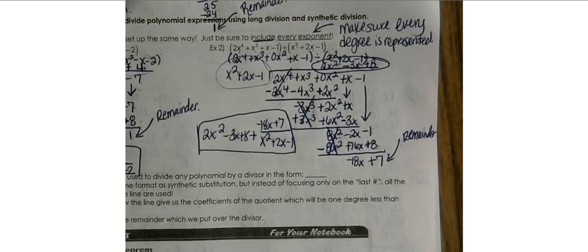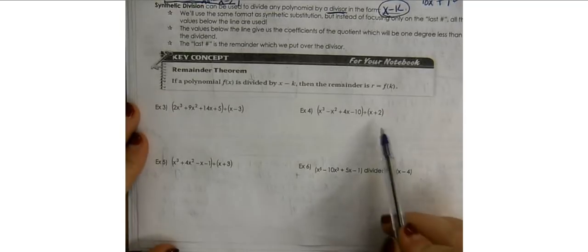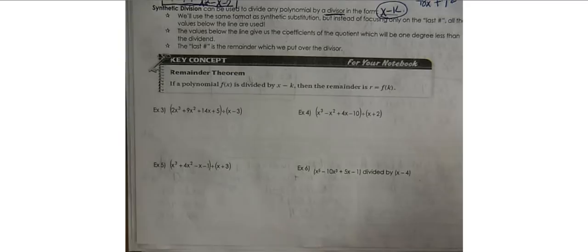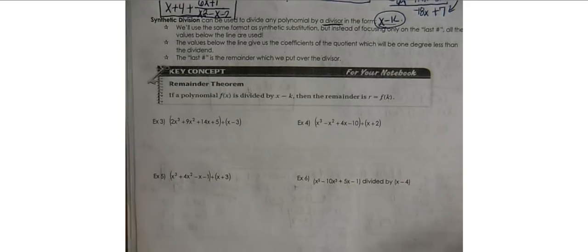The problem with synthetic division is that it only works if the number that you're dividing by is in the form of x minus k. If it's in any other form, quadratic, or you have a number next door to x, then you have to use long division. But if you look at examples 3, 4, 5, and 6, if you skip ahead, notice that what we're dividing by is a binomial in that form of x minus k. Then you can use synthetic division.